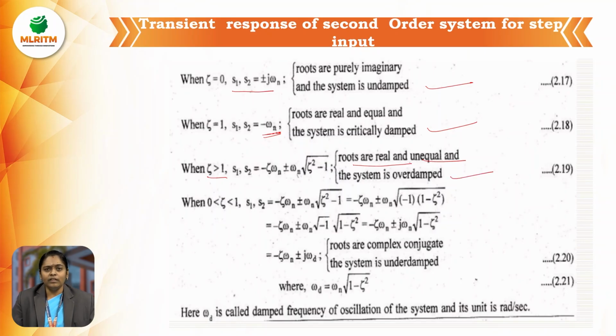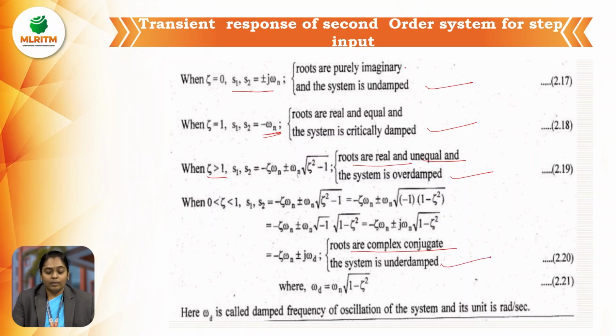Similarly, if the zeta value is in between 0 and 1, such a system is called an underdamped system, and in this case we are calculating the roots, in which the roots are complex conjugate. So if the roots are complex conjugate, the system is underdamped.